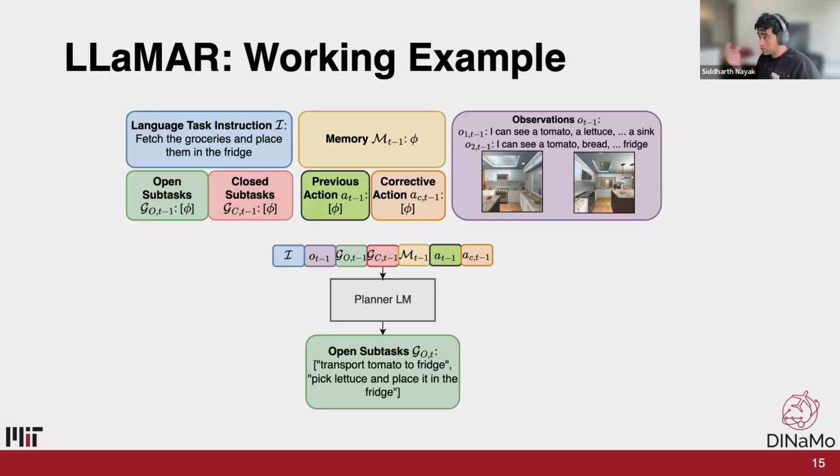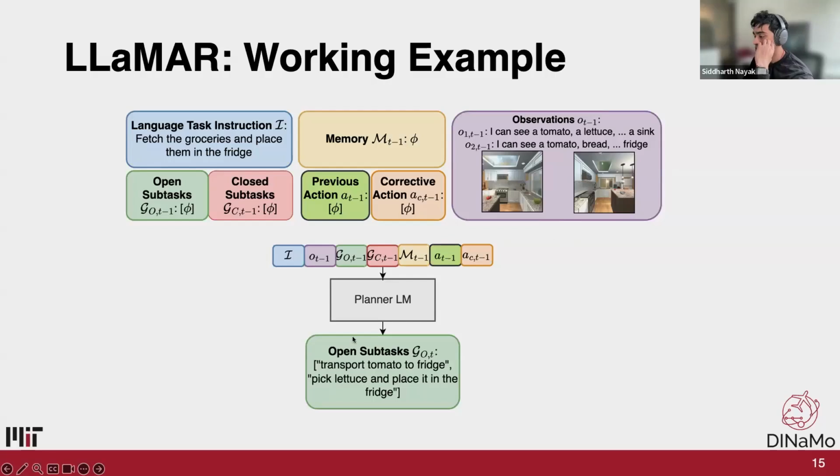You have the current observations, which is basically the two images from the point of view of the two robots. You have a list of open subtasks, which is initialized as empty. You have a list of closed subtasks, which is initialized as empty. You have previous actions and a corrective action, which is also initialized as empty. Now you feed all of this as input to the planner language model.